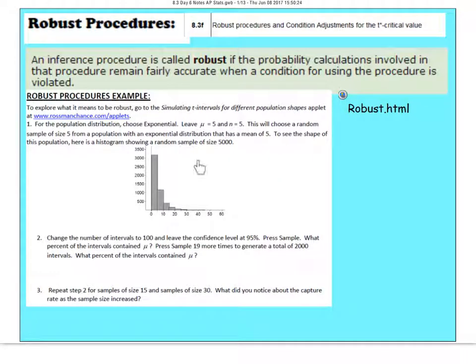Assume we have this exponential shaped population where the mean of this distribution is at 5. Now we're going to take a random sample of size 5, 15, and 30 from this population and construct confidence intervals for them to see how accurate the confidence intervals are. Let me show you the first results.